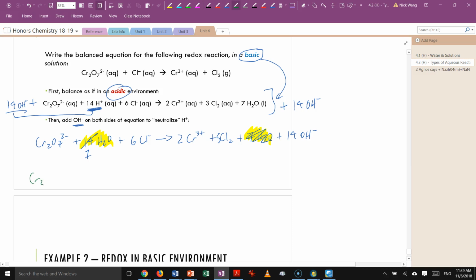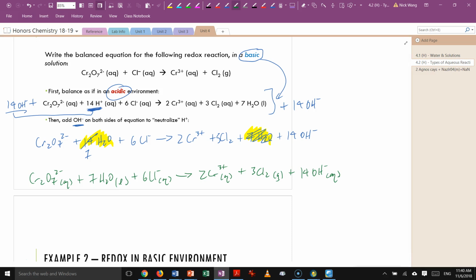So we have Cr2O7 2-, that's aqueous. We have the remaining water that's left here, that's liquid. And we have 6 Cl-, that's aqueous. The 2 Cr3+, that's aqueous. And the 3 Cl2, that is a gas. And finally, we got rid of all the 7 H2Os, so we have the 14 OH- included as an aqueous substance. So that now is the balanced redox equation in a basic environment.